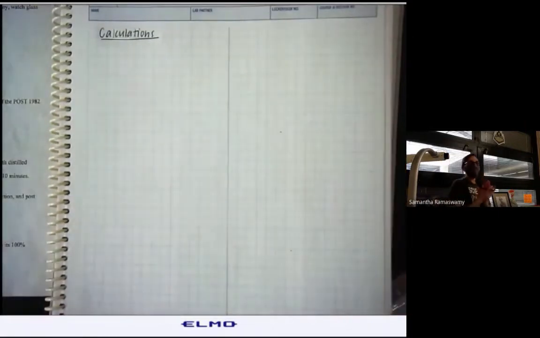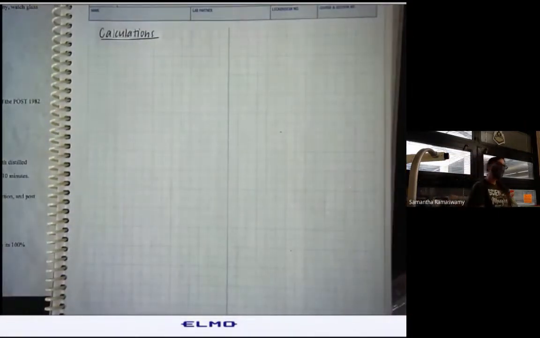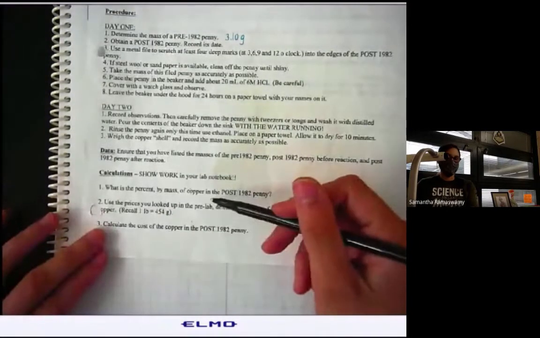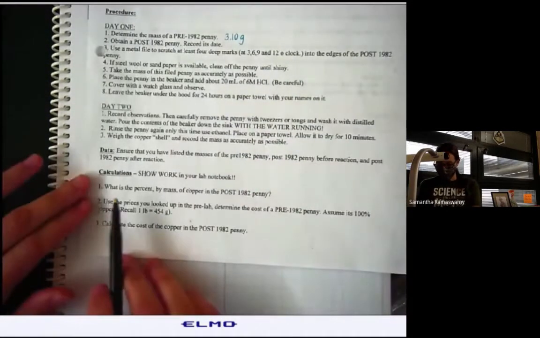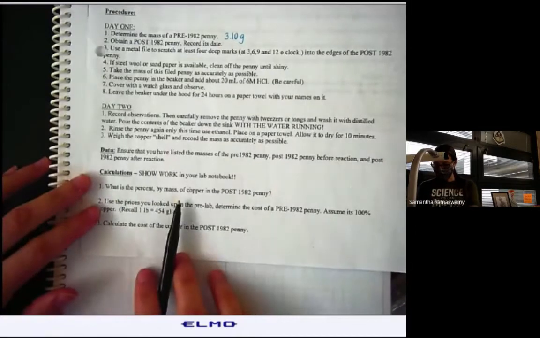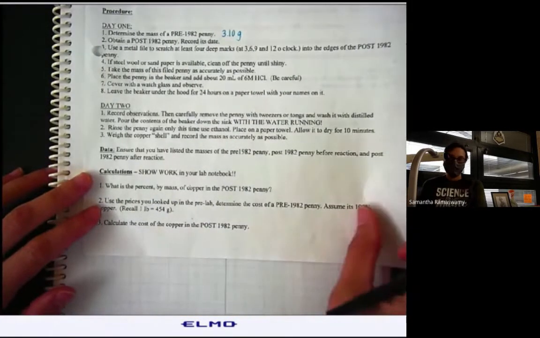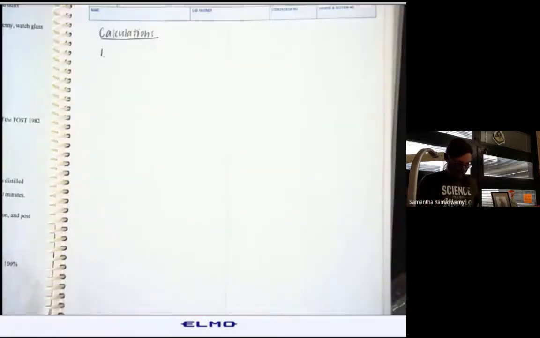So for calculations, not only do we want to make sure that we're showing our work, but the one thing that people always forget in a lab report, because remember, this is considered your lab report, is labeling the calculations. So on the lab handout, the calculations start down here at the bottom. So I'm going to read the first one. What's the percent by mass of copper in the post-1982 penny? So for calculation, I'm going to say number 1.